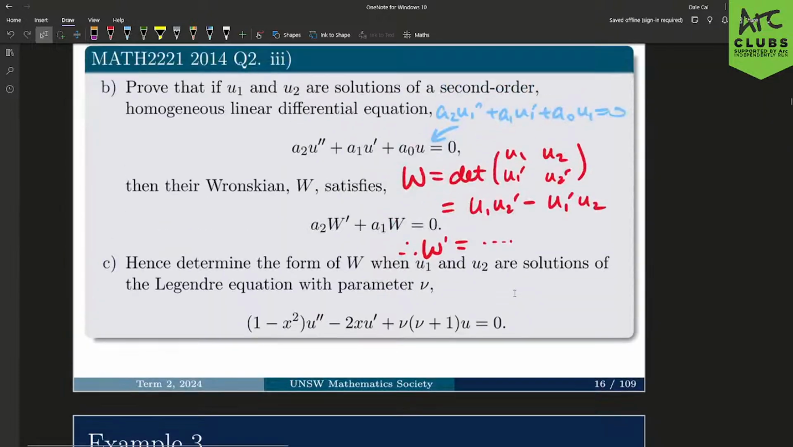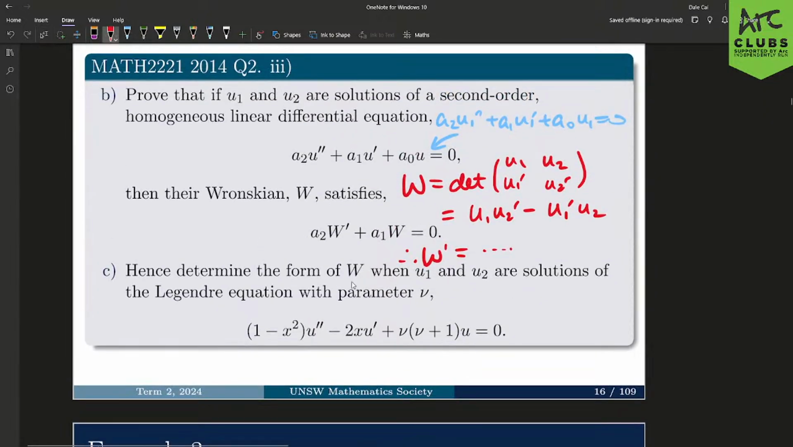Okay, and then what was part C? Part C was: determine the form of W when U1 and U2 are solutions of this equation. Okay, the idea here is we don't want to solve this equation, obviously. So instead what we're going to do is find the Wronskian, or at least the differential equation that represents the Wronskian, which will be (1 minus x squared) W dash plus or minus 2xW equals 0. And then we should be able to solve this.